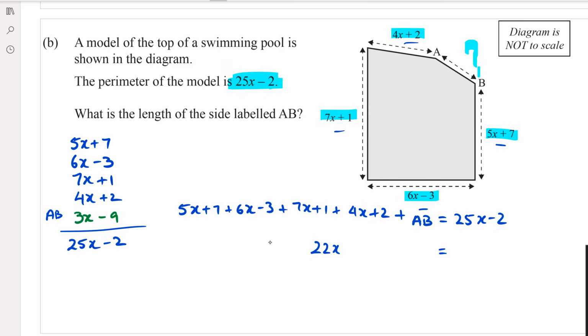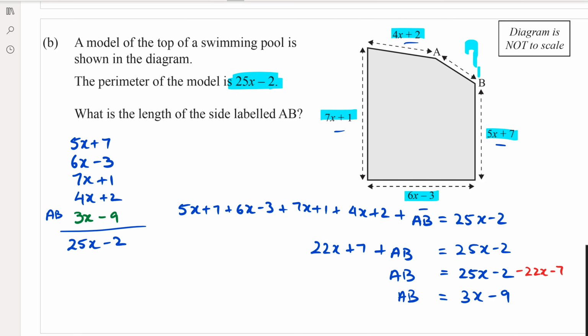And then 22x plus 7 plus AB equals 25x minus 2. So then AB is equal to 25x minus 2 minus 22x minus 7. Which means you end up with 3x minus 9.